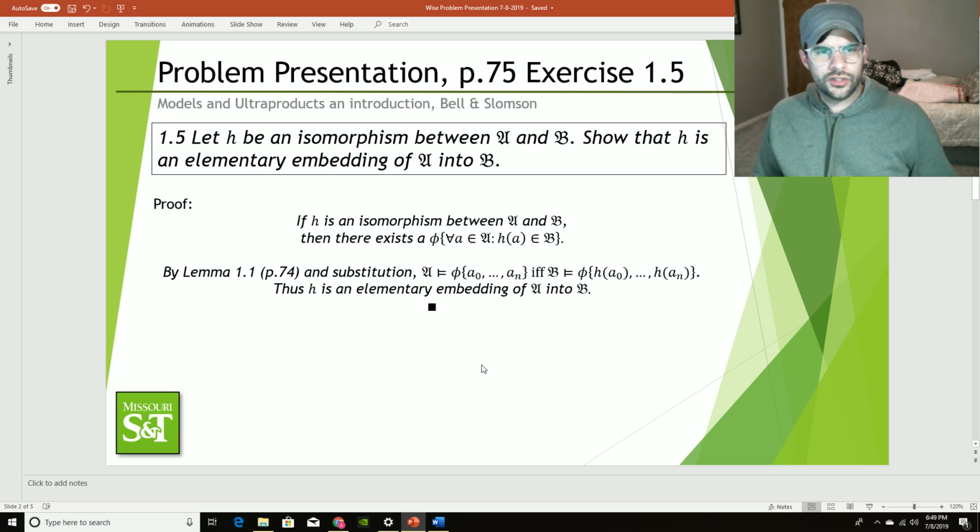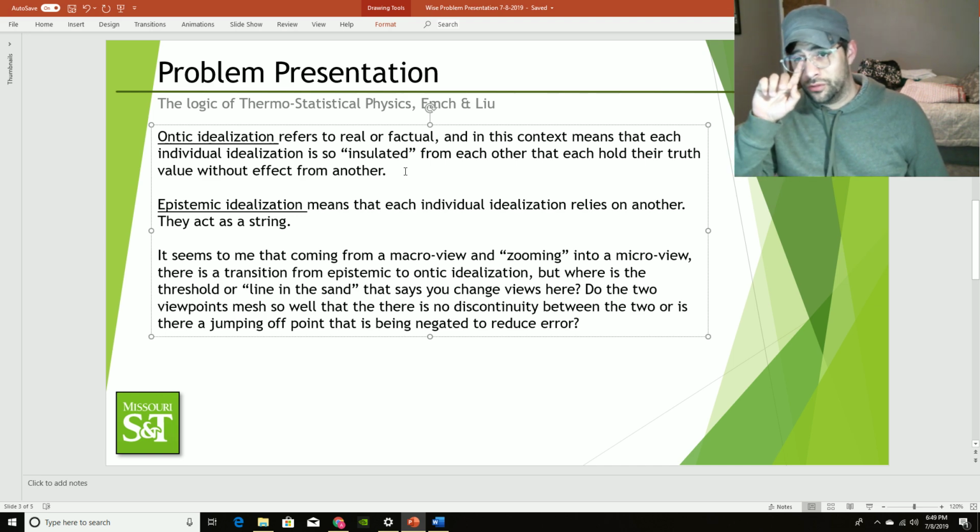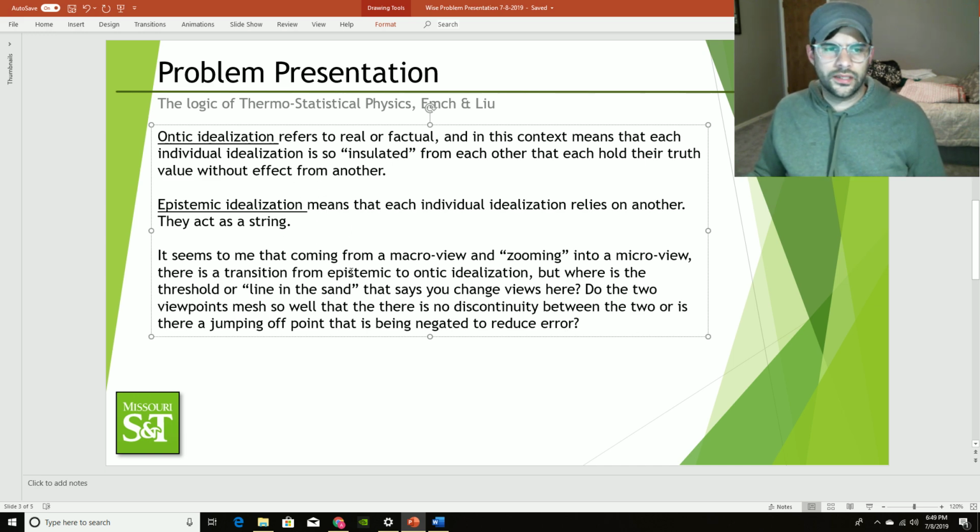So that's my proof. Then the next one is the problem presentation for The Logic of Thermostatistical Physics. There's really no examples or problems in this book, especially in chapter 16, because it's just going over the philosophy of idealizations and approximations, and when you can simulate and when you can't, that kind of thing.